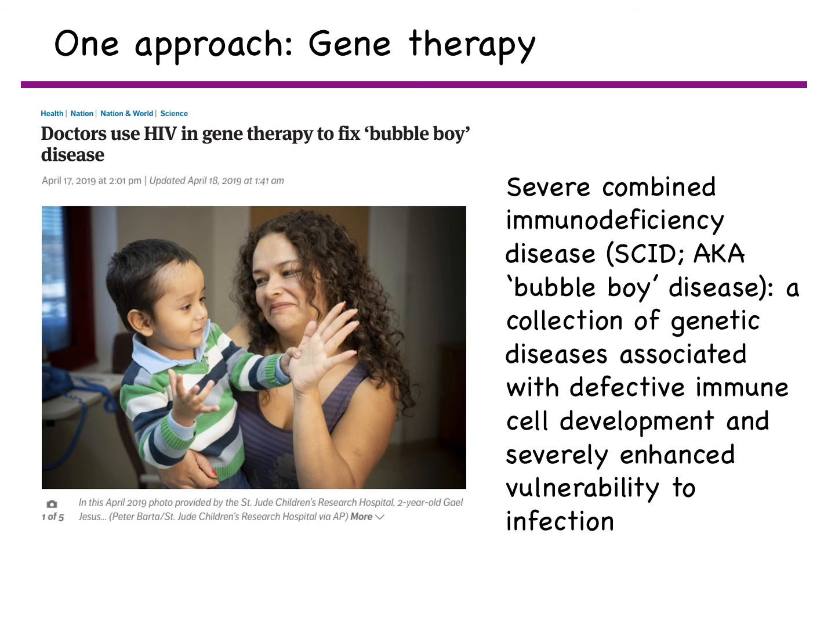The example we'll talk about here is the individual pictured in this photograph. It's a young boy who has a disease called severe combined immunodeficiency disease, or SCID. It's also known as the bubble boy disease, based on the fact that another individual lived his entire life in a protective bubble because he had no ability to fight off pathogens. This is actually a collection of genetic diseases associated with defective immune cell development, and you have severely enhanced vulnerability to infection. There are a number of gene mutations that can give rise to this disease.